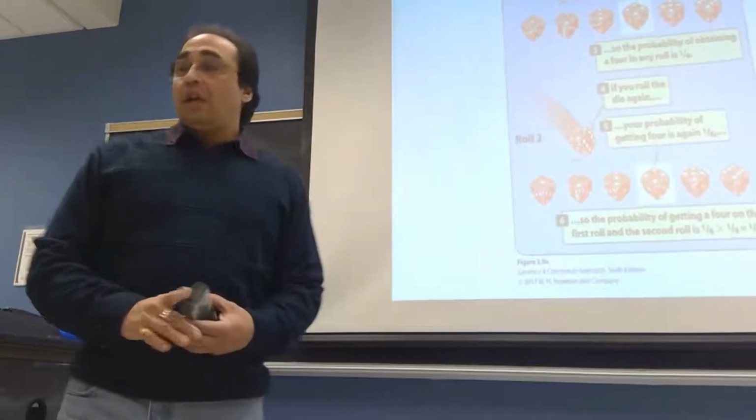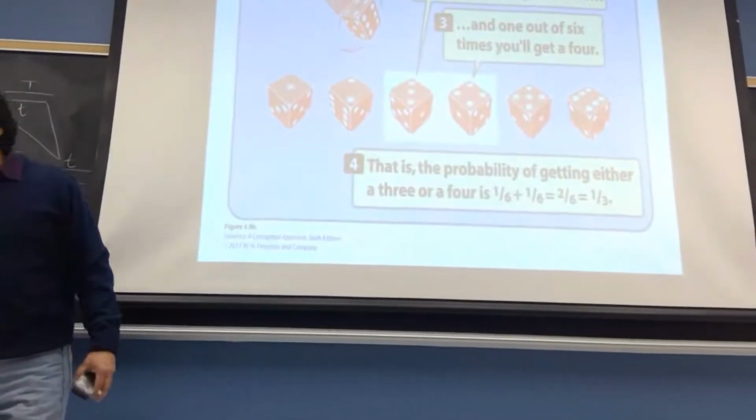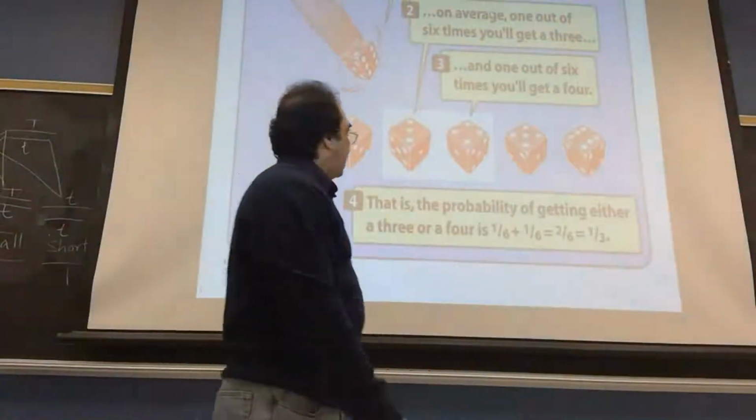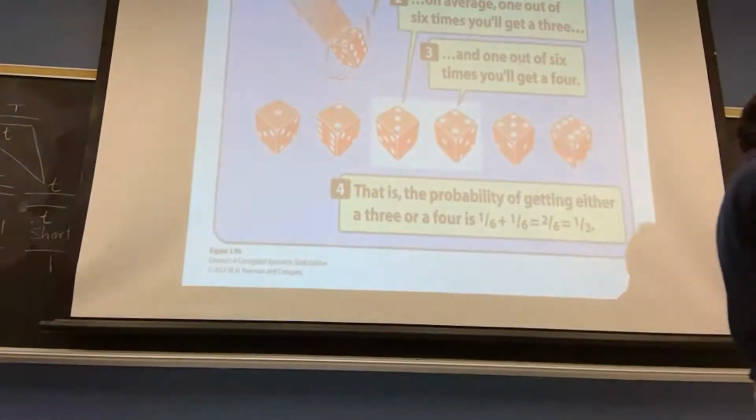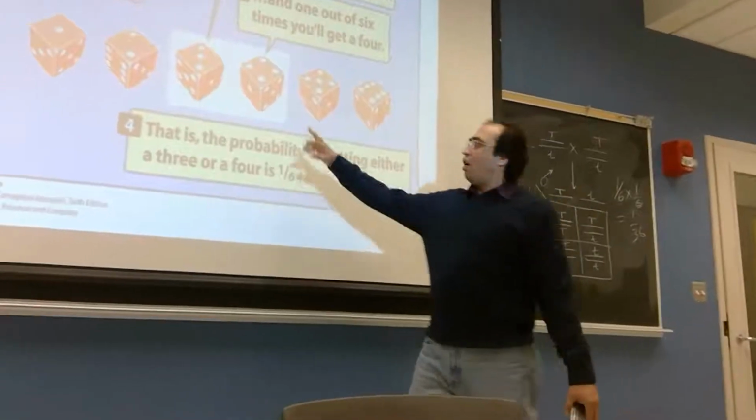Okay. The second scenario: if you roll 2 dice together, and you need to get either a 3 or a 4.